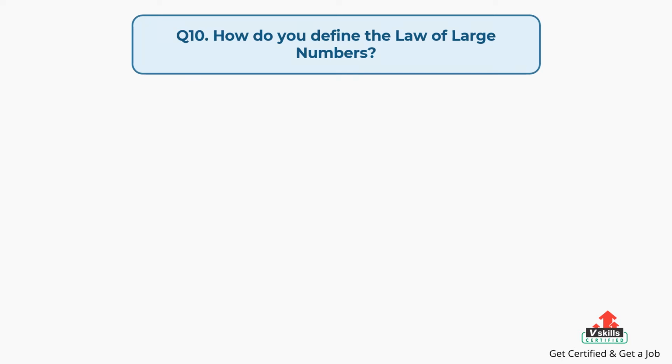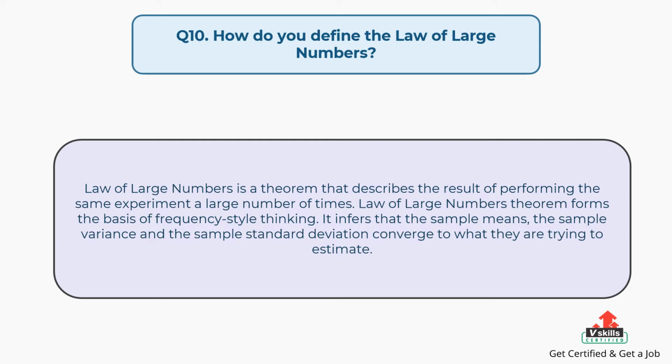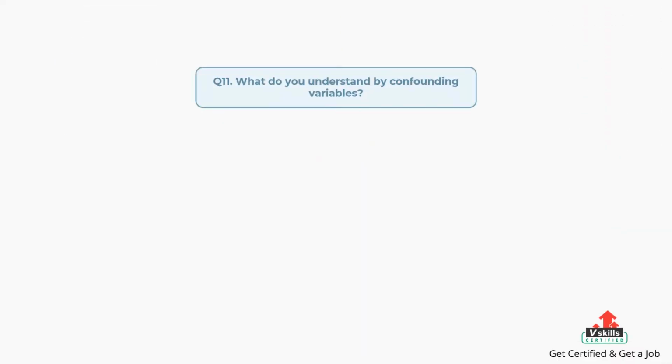Question number 10. How do you define the law of large numbers? The answer is: law of large numbers is a theorem that describes the result of performing the same experiment a large number of times. Law of large numbers theorem forms the basis of frequency-style thinking. It infers that the sample means, the sample variance and the sample standard deviation converge to what they are trying to estimate.